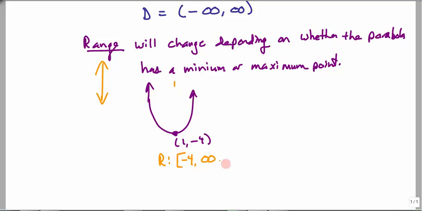Now I'll bracket the negative 4 because I actually reached that value. I'll have a parenthesis on infinity because I never actually quite reach infinity.